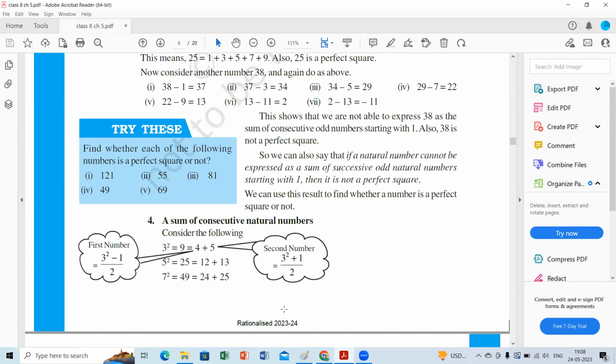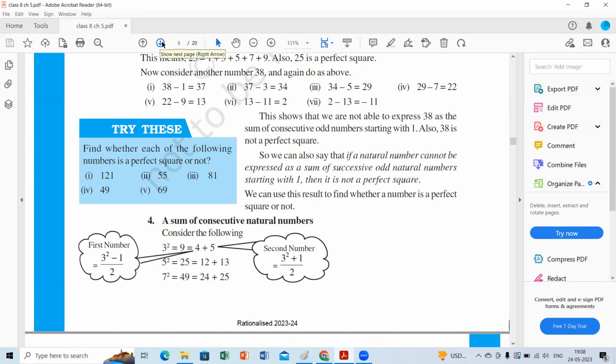And not only that, the sum of consecutive natural numbers can be expressed as a square number, right? How are you supposed to express it as a square number? Every square number can be expressed as a sum of consecutive natural numbers.